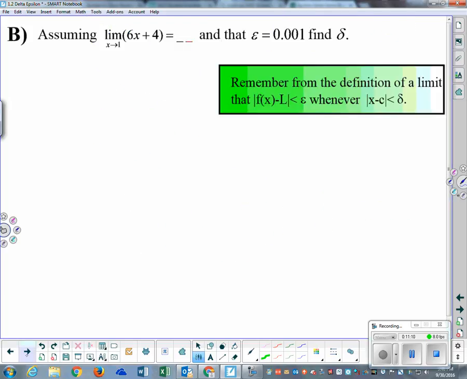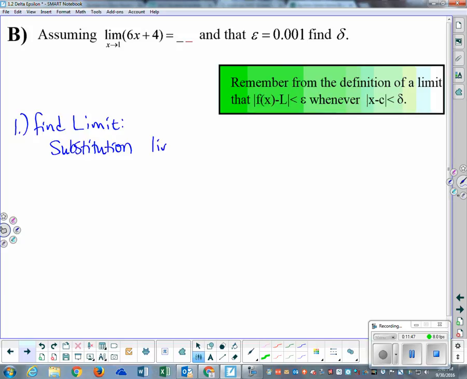Let's try another. Assuming the limit as x approaches 1 of the function 6x plus 4 is equal to some limit, and that epsilon has to be 1/1000th of a unit away from that limit, please find delta to make that happen. What delta would give us a guaranteed epsilon of 0.001? Well, first off, let's find our limit. And on this one, we can use substitution to do that.